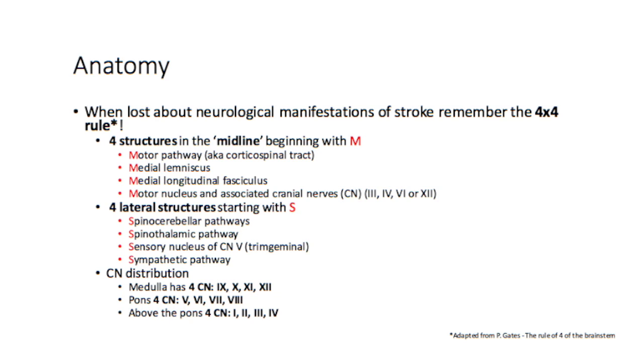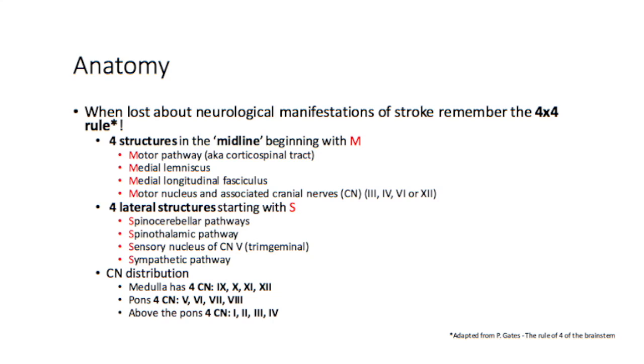So there are four structures in the midline, beginning with M, that's the motor pathway, so the corticospinal tract, the medial lemniscus, which is important for vibration and sensory information, the medial longitudinal fasciculus, which is important for eye movement, and the motor nucleus associated with cranial nerves 3, 4, 6, and 12.